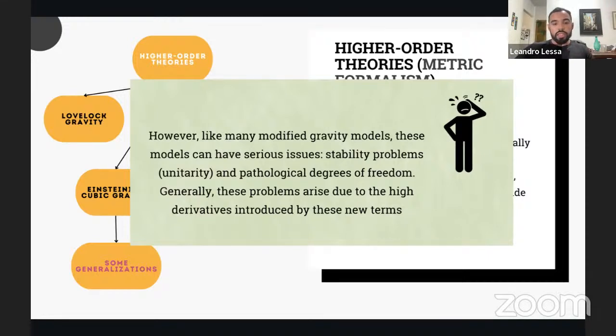Generally, these problems arise due to the high derivatives introduced by these new fields. So what we do here is try to avoid these problems, by avoiding the introduction of high derivatives in the equations of motion.